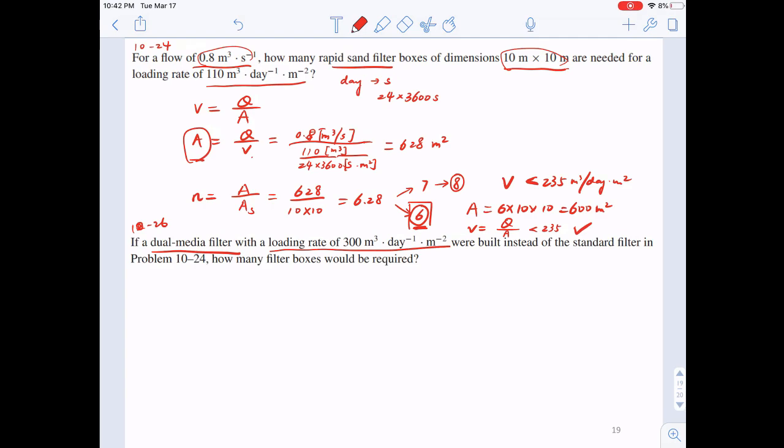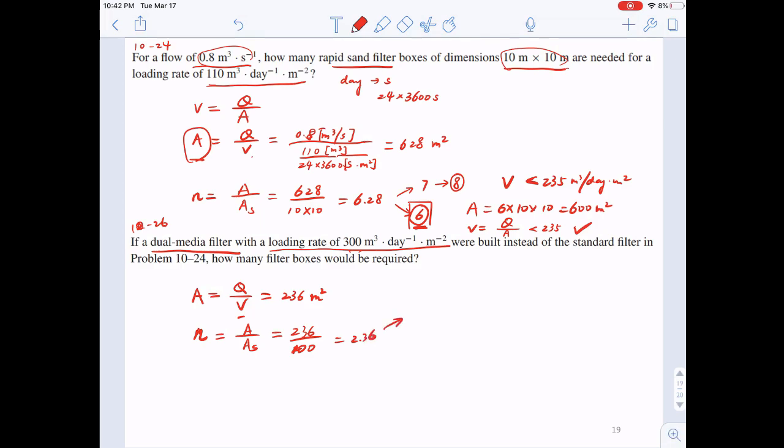So how do we approach this problem? We can still use the same method to calculate the total surface area that's required, which is Q divided by V, right? Here you should notice that the loading rate now has a new value. Instead of using 110, we should use 300. So it turns out that this value is 236 square meter. Then we can calculate how many filters we need, A divided by the surface area of each filter: 236 divided by 100, which is 2.36.